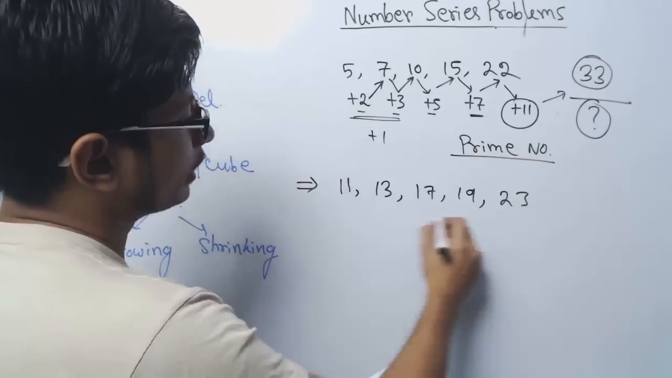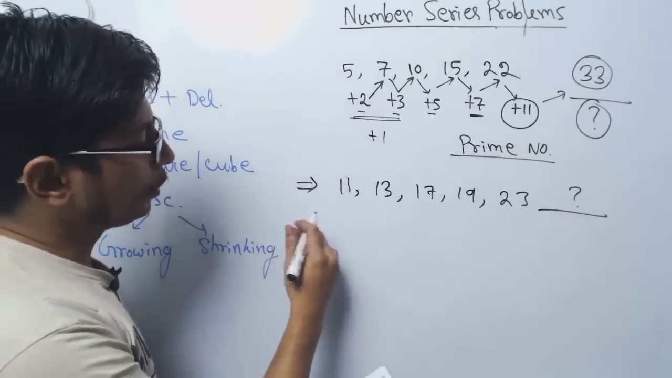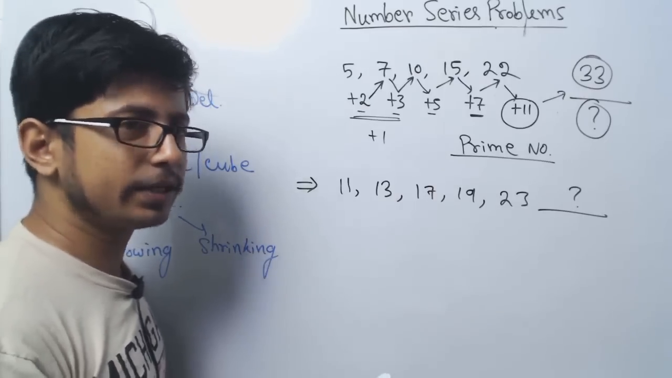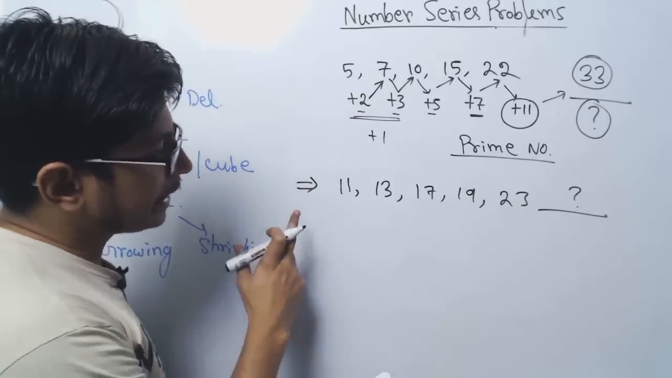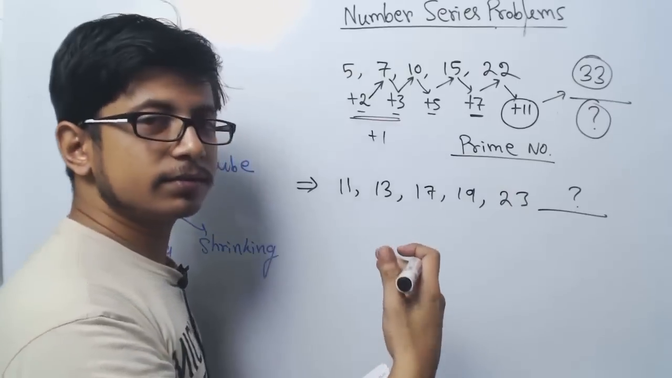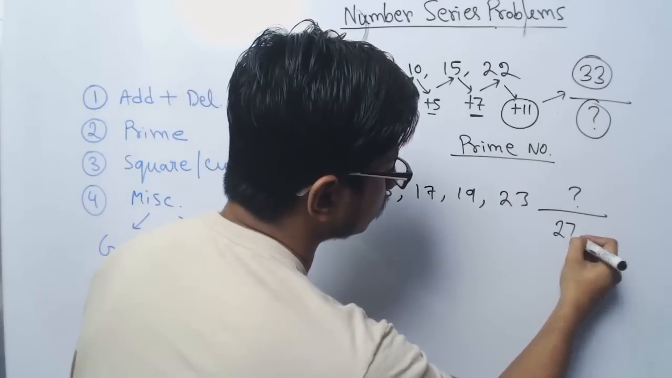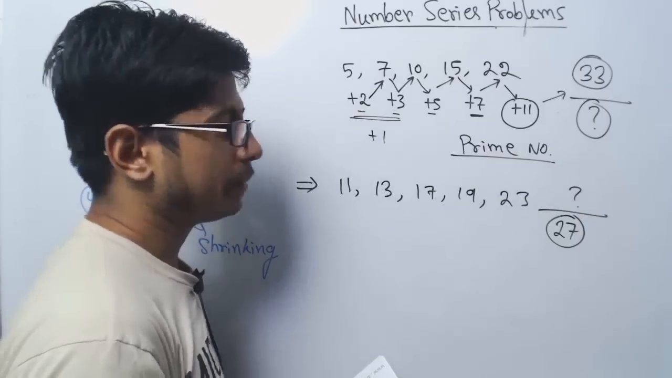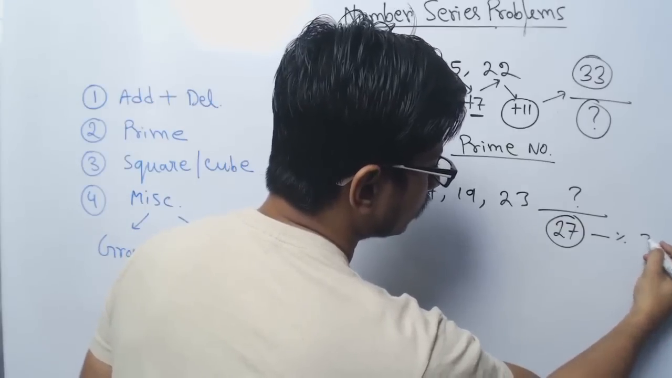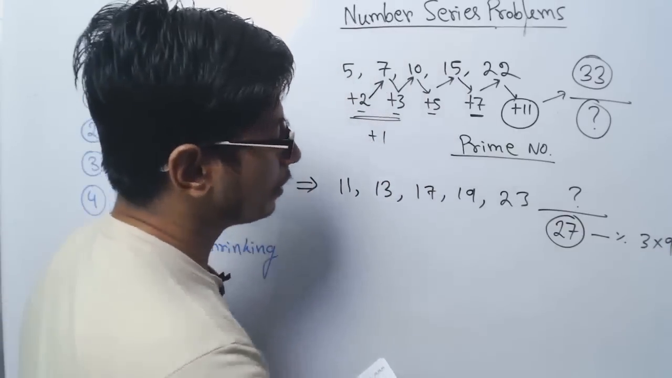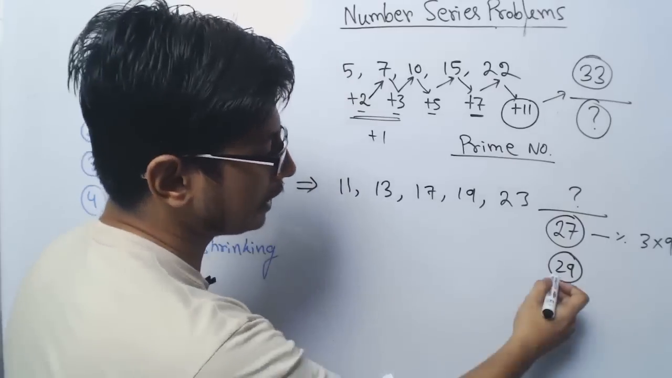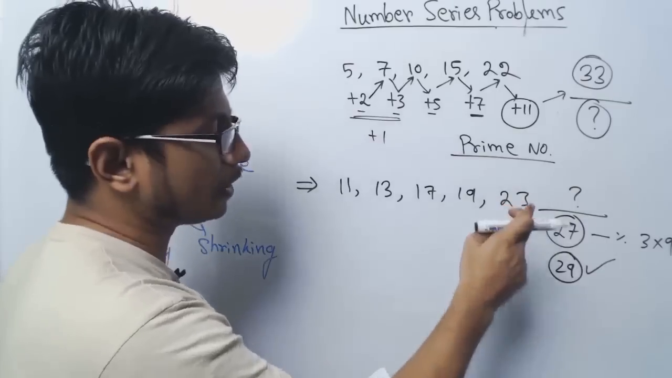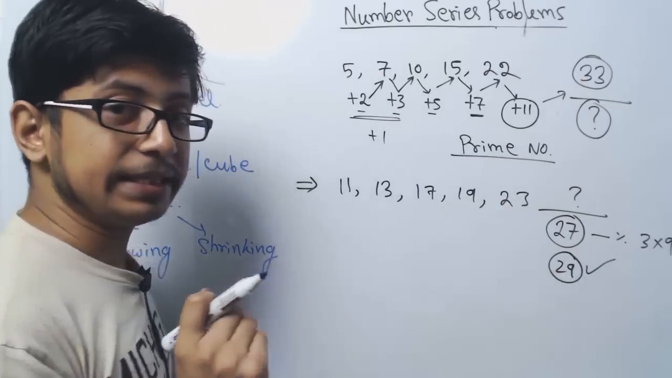11, 13, 17, 19, 23. If you look at this series, what will be the next? Again, if you look, 11, 13, 17, 19, 23, all are prime numbers, which cannot be divided by any other number except themselves and 1. So after 23, you think 25? It can be divided by 5. So 27 is the next prime number? No, 27 is also not a prime number, because 27 can be divided by 3. So what is next? 29. Now think of 29: it cannot be divided by any other number other than 29 itself. So 29 is the next prime number after 23. So the answer will be 29.